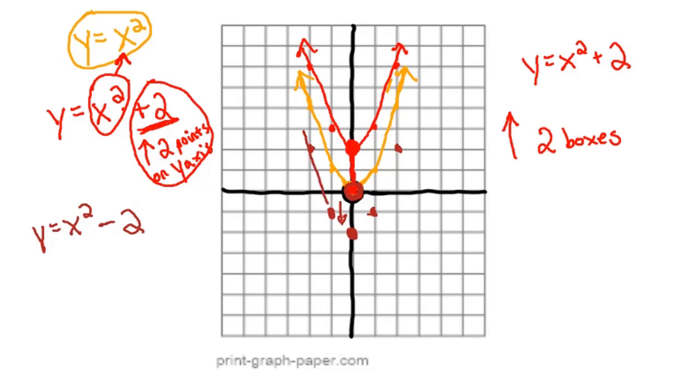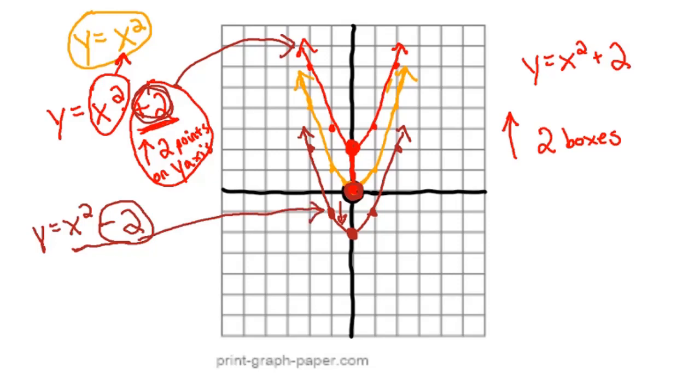So you would make this smiley face if you took x squared minus 2. See, up here was plus 2, so that's why we raised it 2 squares. And then here is minus 2, and that's why we lowered it 2 squares. But it's still a parabola, it's still the same V shape. It's just up or down on the graph paper.